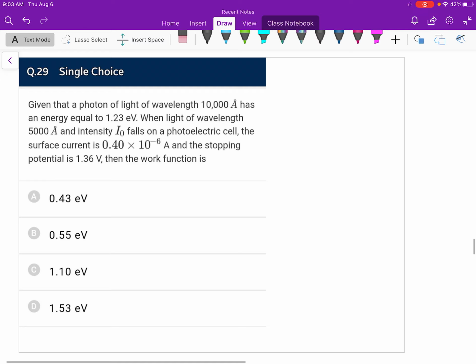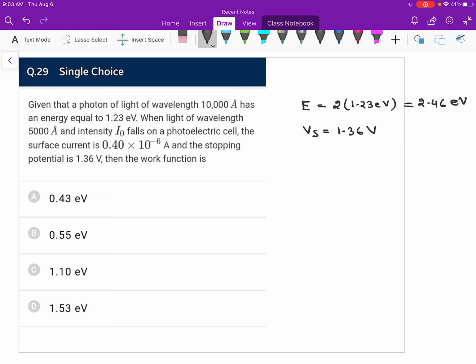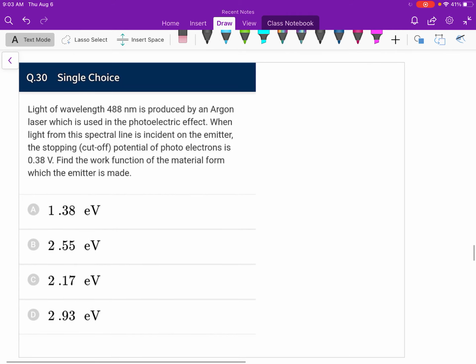Given that a photon of light of this wavelength has an energy of this, when light of this wavelength is incident, the wavelength is half, so energy is doubled. So the energy of the incident photon is twice 1.23 eV, that is 2.46 eV. This is the energy of incident photons, and the stopping potential Vs is 1.36 V. So work function: e Vs is E minus phi. So phi is 2.46 eV minus 1.36 eV, that is 1.10 eV. So C is the correct option.